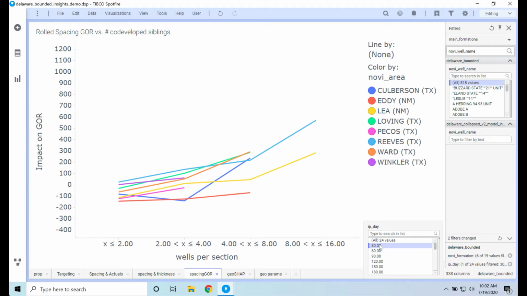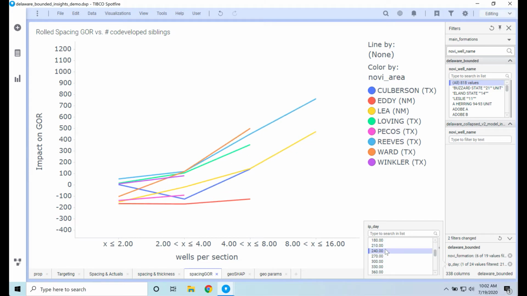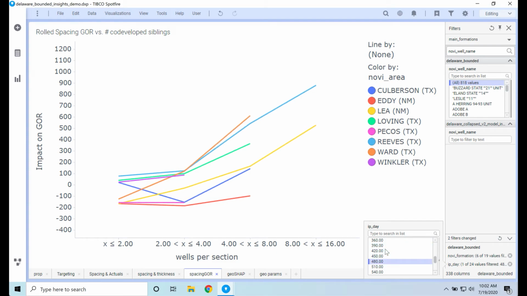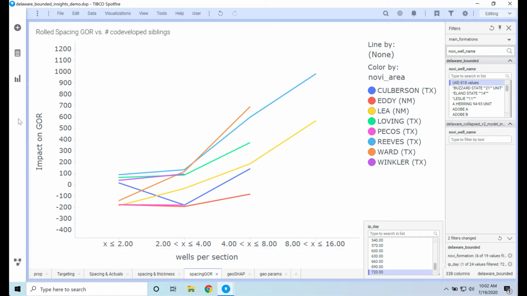So I'm going to step through each of these different time steps, and you can see how our model essentially says that these tight developments over there on the right side of the chart see an increase in gassiness as you go through time. And this is cumulative GOR, not just instantaneous. So the model has learned that not only do these dense developments have propensities to have high gas-oil ratios, but that this actually increases through time.